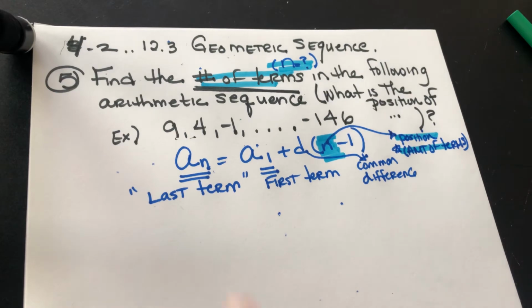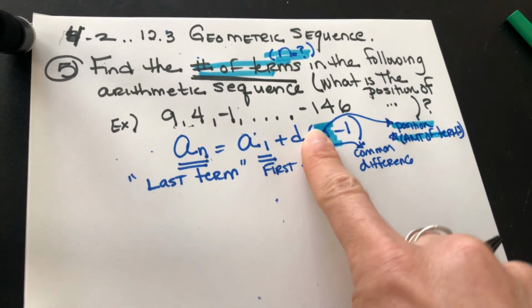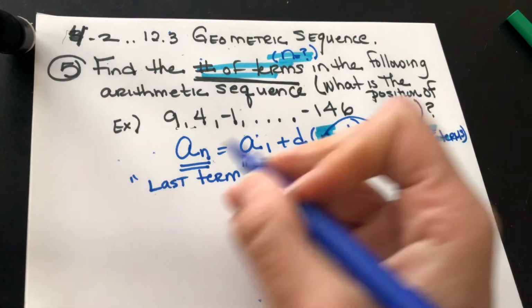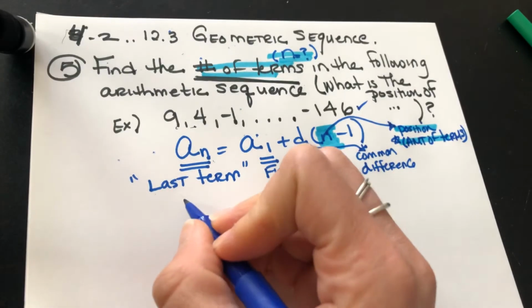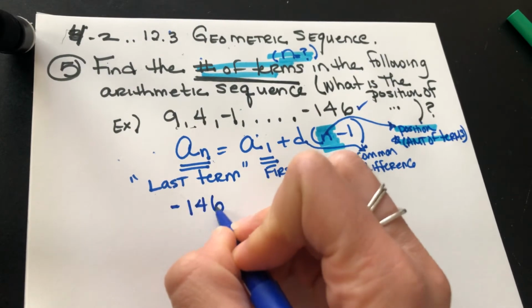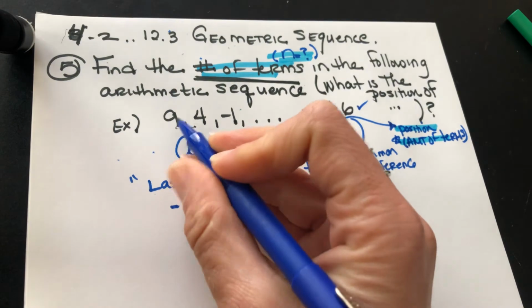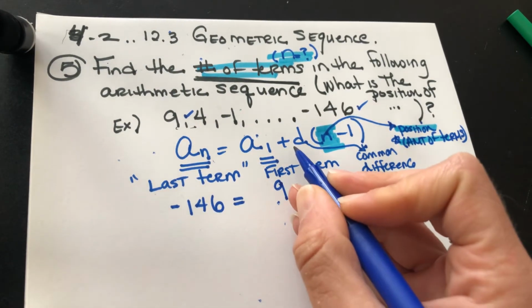Once you know that, and I give you information, with the formula you're inputting the values you have above. Let's see what we have. A sub n is the last term; in this case, -146 is the last term. A sub 1 is the first term, plus the common difference.